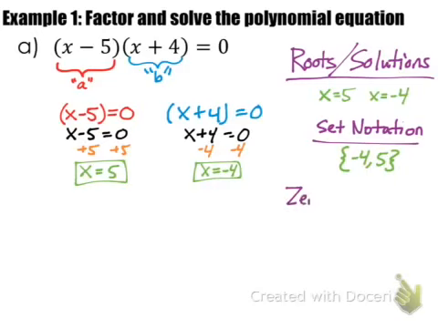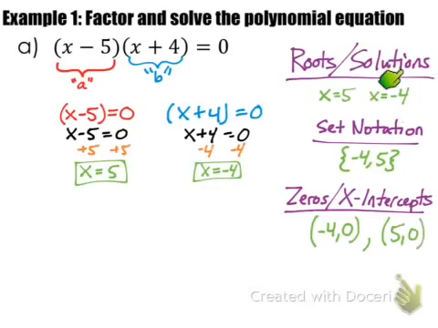And then finally, we have our zeros and our x-intercepts, which again means the same thing as our roots and solutions. And when we write our answers as x-intercepts or zeros, we notice how our x equals negative 4 and our x equals 5. Well, we have in parentheses negative 4 is our x and our y is 0. And then our x is 5 and our y is 0 as well.